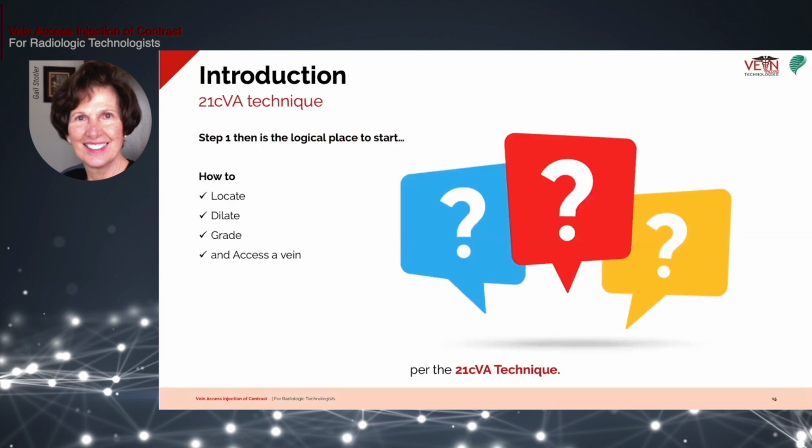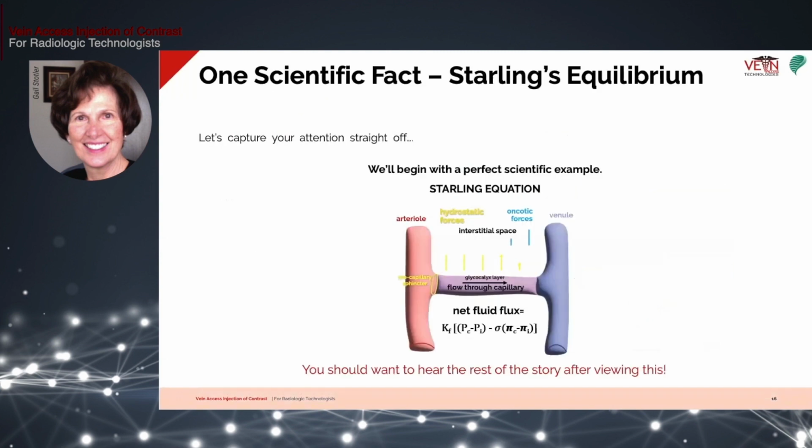Step 1 then is the logical place to start. So we need to know how to locate, dilate, grade, and access veins. And we're going to do the locate, dilate, and grade in this particular webinar per the 21 CVA technique.